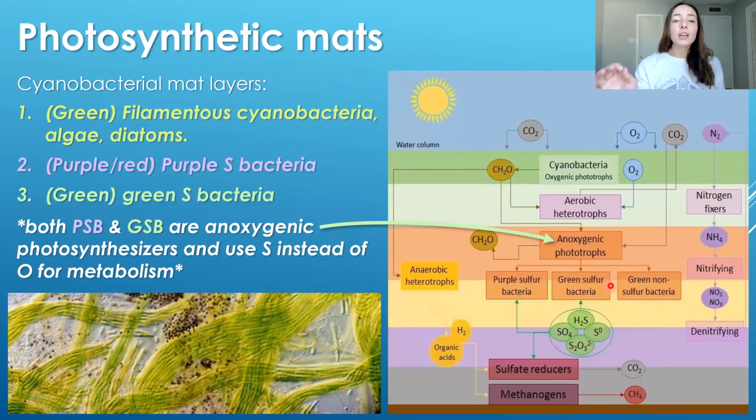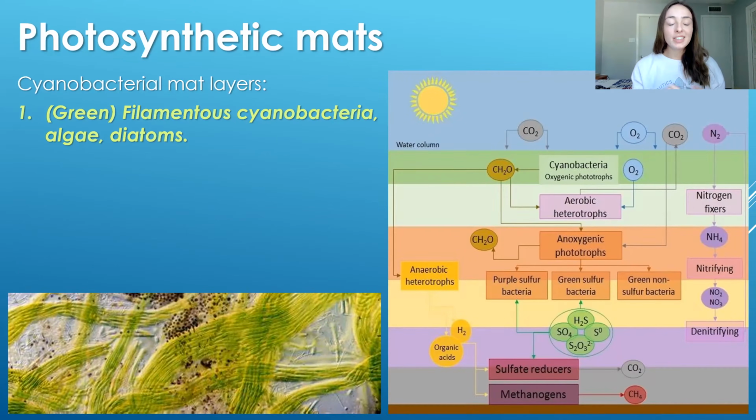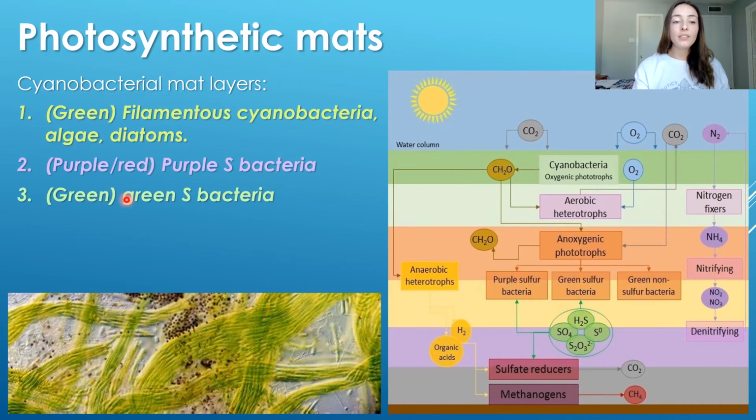First, let's talk about photosynthetic mats. Cyanobacterial mats are the first type of photosynthetic mat we'll talk about. These mats include layers as shown here on the figure to the right. Basically, it starts with a green layer with filamentous cyanobacteria and sometimes algae and diatoms as well. Then you have a purplish red layer of purple sulfur bacteria and then another green layer of green sulfur bacteria.